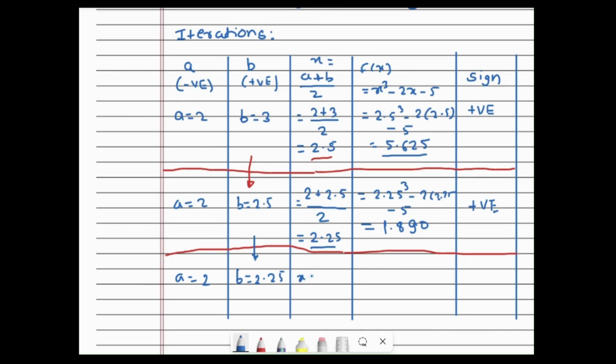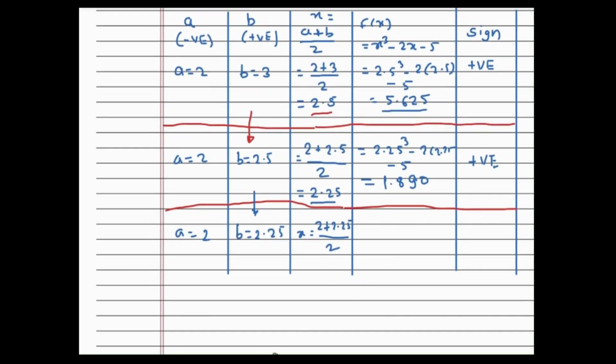अब x कैलकुलेट करते हैं. इन दोनों का सेंटर x is equal to 2 plus 2.25 divided by 2. तो इसका आंसर आएगा 2.125. That is 2.125. And this is the final answer.